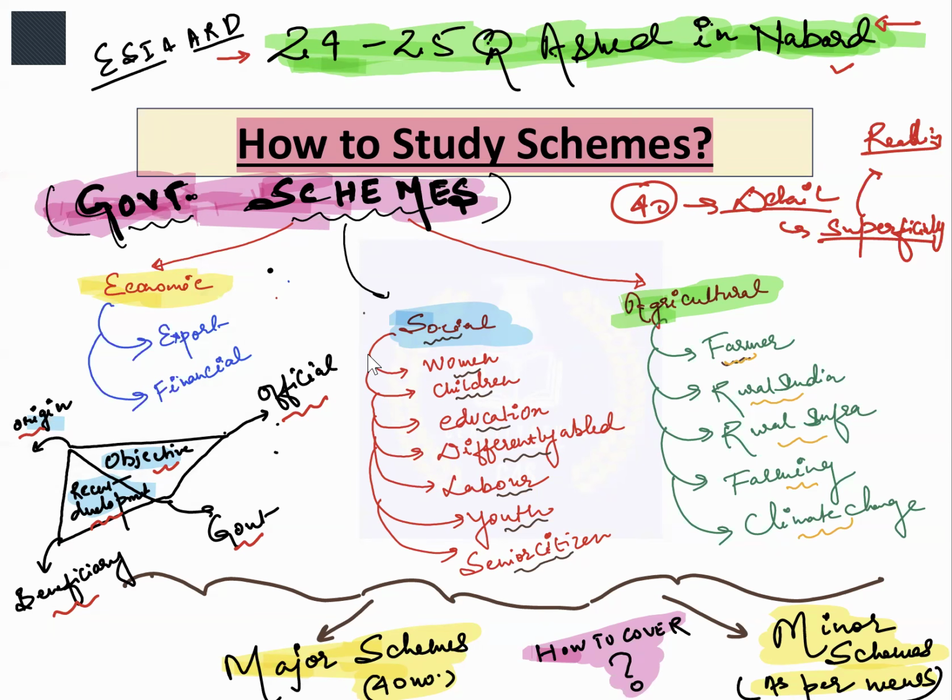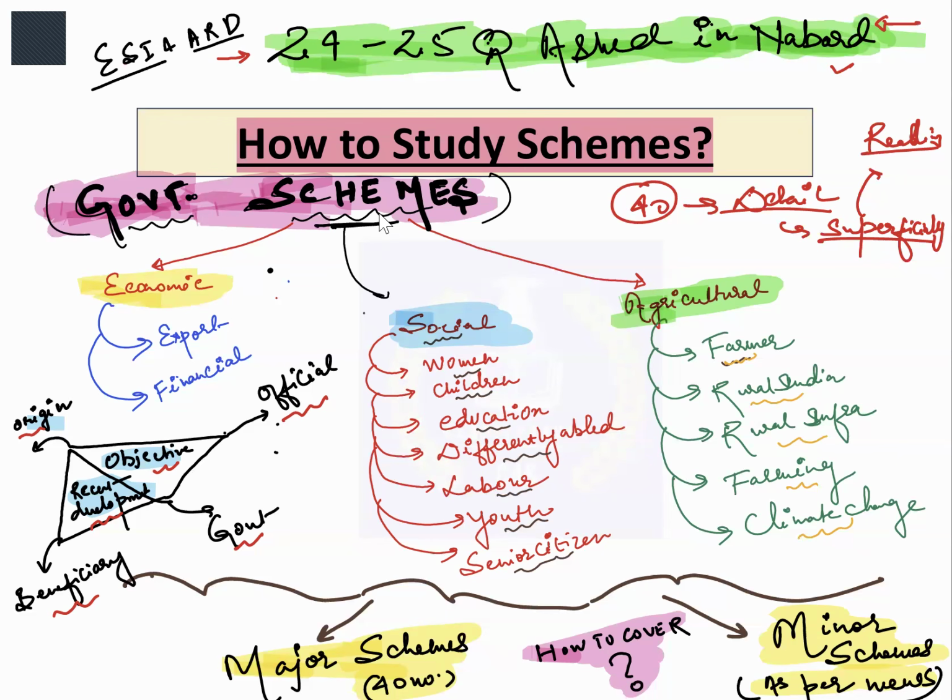When we divide this, economic and social issues and agriculture, basically you can bifurcate into three parts. Whenever you study the newspaper or the PIB, these three buzzwords for your Nabard examination should resonate in your mind: economic, social, and agricultural and rural development, so that you can connect your thoughts with these three things.